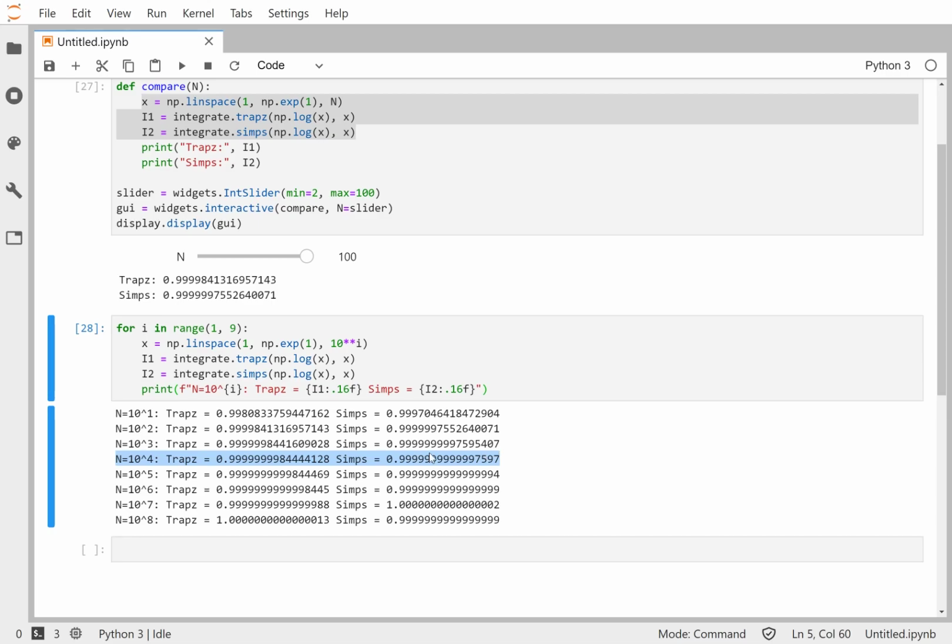Also showing us why Simpson's Rule is typically preferred. 10 to the 4 runs literally 10,000 times faster than 10 to the 8. And that's what you need if you want to max out your accuracy in the Trapezoid Rule. But if you give it enough steps, Trapezoid Rule will give you a very good accuracy.